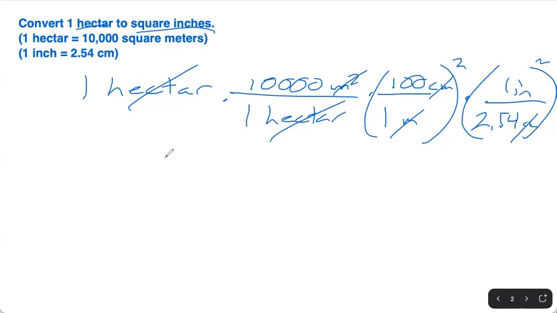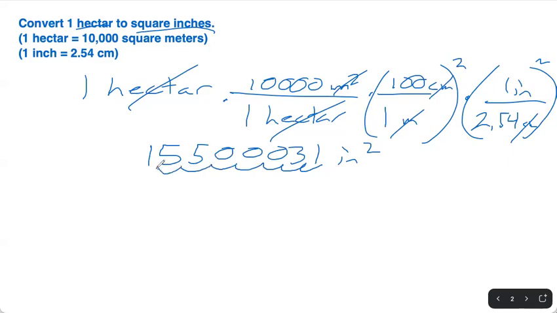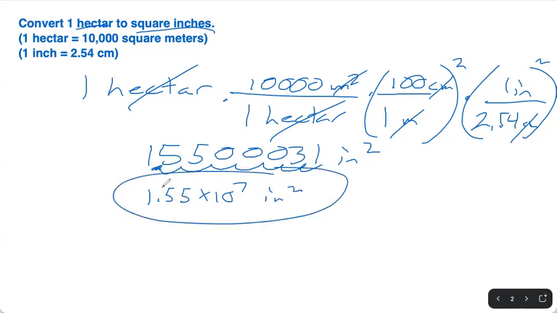And you would get, for square inches, 15,500,031 inches squared, which they would probably go ahead and do in scientific notation. 1, 2, 3, 4, 5, 6, 7. So 1.55 times 10 to the 7 square inches, or maybe 1.6 times 10 to the 7 square inches is what I expect they would do.